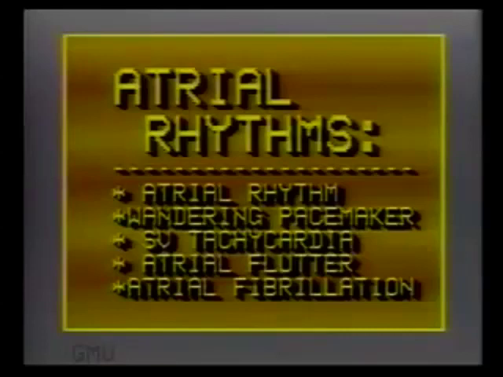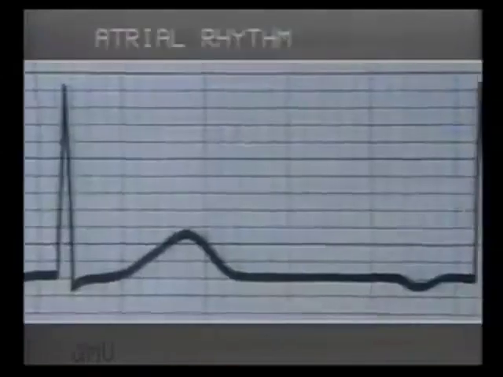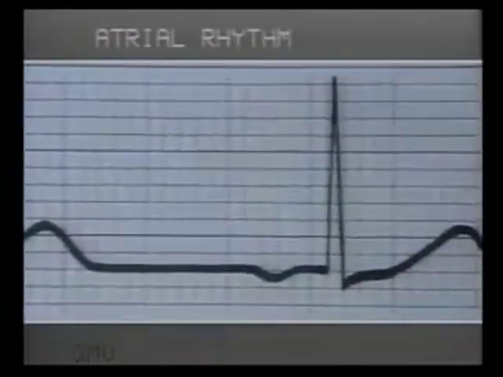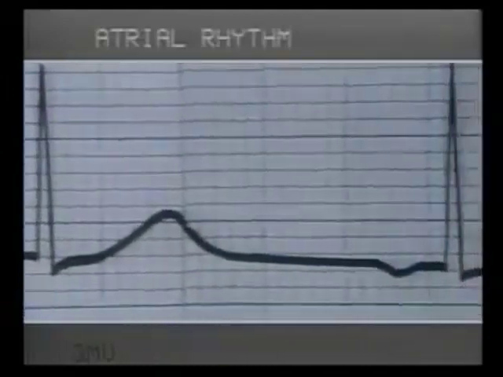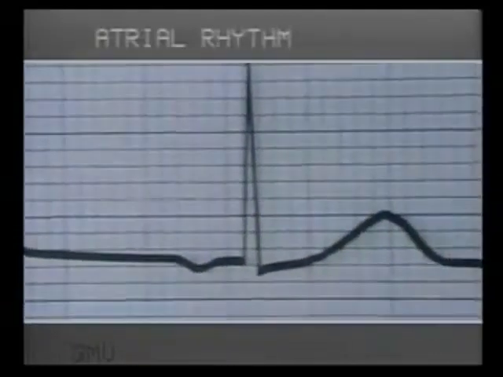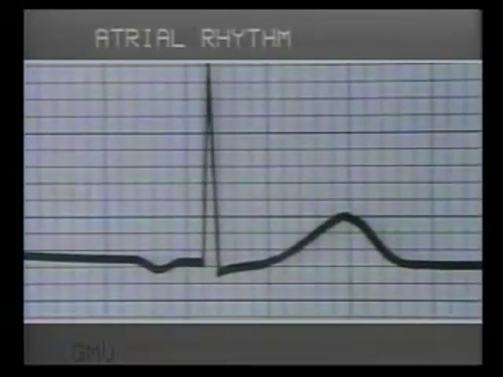Now we shall study atrial rhythms, which includes atrial rhythm, wandering pacemaker, supraventricular tachycardia, atrial flutter and atrial fibrillation. This ECG shows lead 2 tracing with inverted P waves. That is, the impulse is arising low in the atrium and traveling backwards. This is termed as non-sinus atrial rhythm.